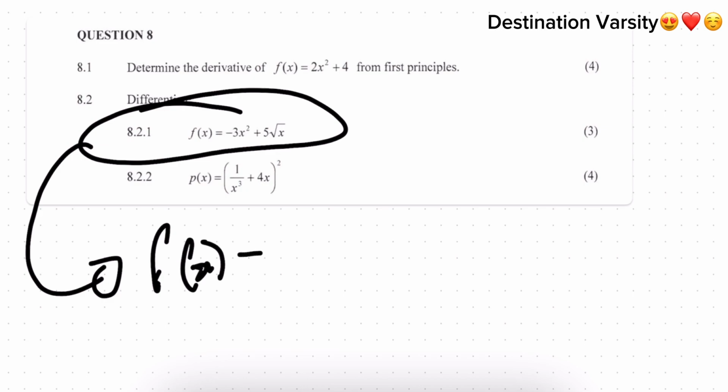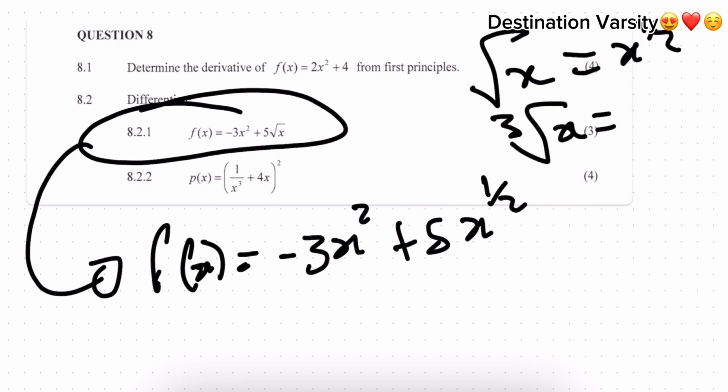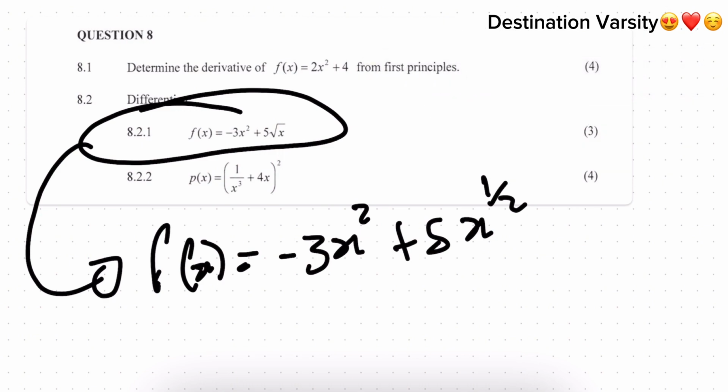Let's write f at x in standard form, because you want your x to have an exponent every time. Square root of x is equivalent to x to the power of half, and cube root of x is equivalent to x to the power of 1 over 3. If there is a fourth root or any root, it's the power of that. If there is only a square root, assume there is a 2 here. You get my point.